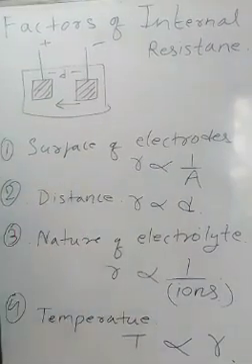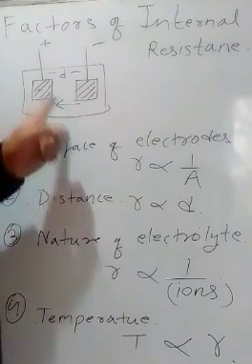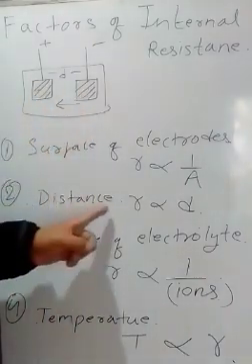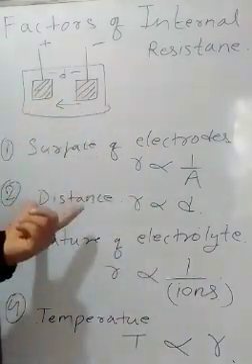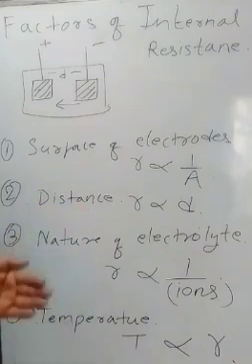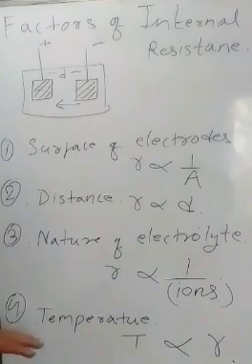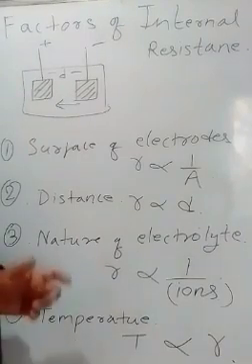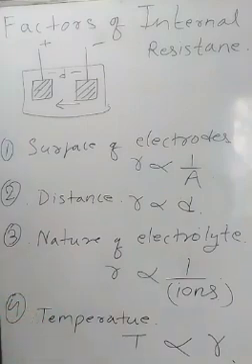So these are the four factors which affect the internal resistance. Number one, surface area of electrodes. Number two, distance between the two electrodes, or separation between the two electrodes. Number three, nature of electrolytes. Different electrolytes have different resistance. And number four, temperature. If you increase the temperature, internal resistance also increases. These are the four factors of internal resistance.